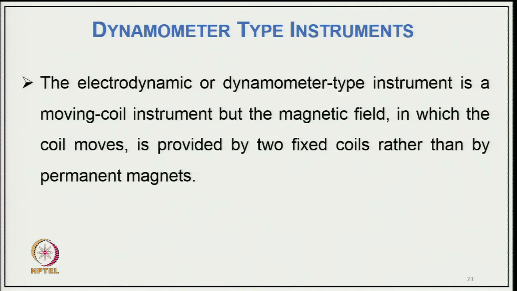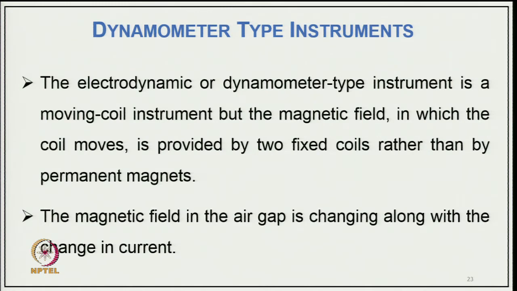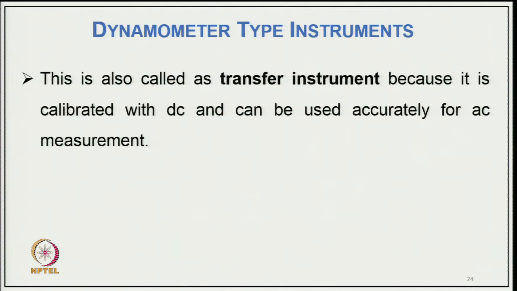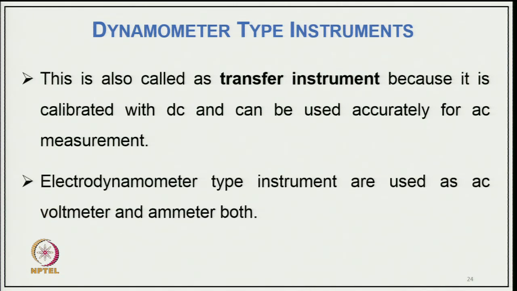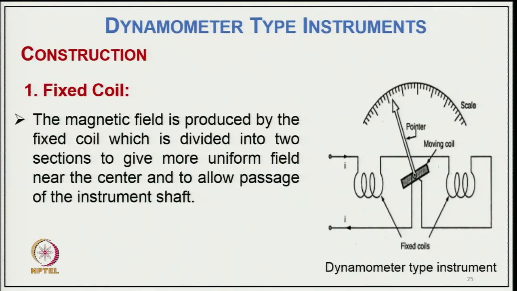The electrodynamic or dynamometer type instrument is a moving coil instrument, but the magnetic field in which the coil moves is provided by two fixed coils rather than a permanent magnet, and the magnetic field in the air gap changes along with the change in current. It is also called a transfer instrument because it is calibrated with DC and can be used accurately for AC measurement, and electrodynamic type instruments are used as both AC voltmeters and ammeters.